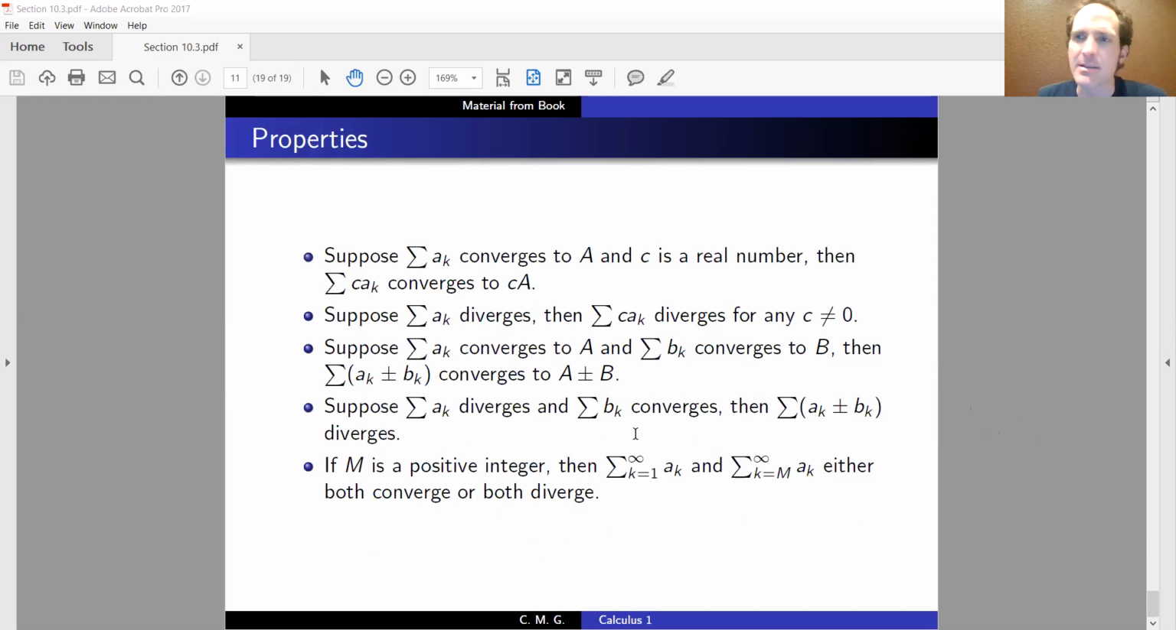And then finally, I want to talk about some properties. So properties of these series, they again mirror what we do for properties for limits.